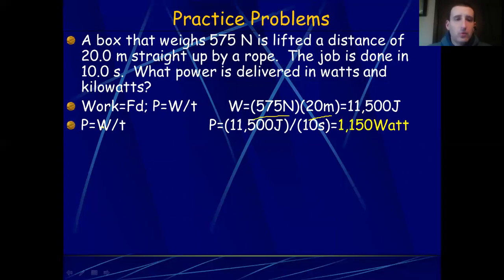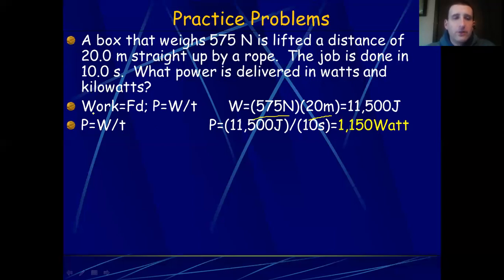Now that we've got our work, we can do work divided by time equals our power. 11,500 joules divided by 10, that's 1,150 watts of power that was delivered to lift that box. Somebody had to generate the power, but we're not sure who was lifting the rope. But we know that's how much power went into the box to cause it to be lifted in that amount of time.